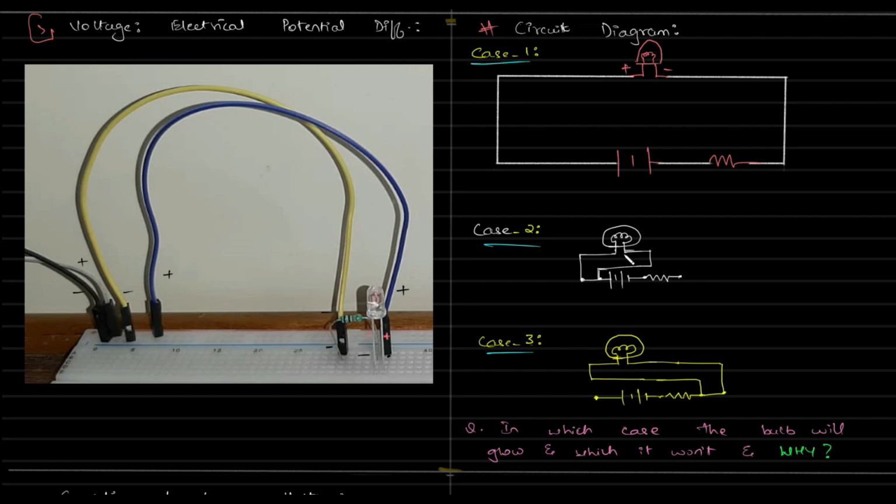Second, both of the LED's legs are connected to the positive end. And third, both are connected to the negative end. So the question is, in which case will the bulb glow and which case it won't, and we need to explain why. Again, my request is please pause, think for a second or a minute, and then unpause the video.